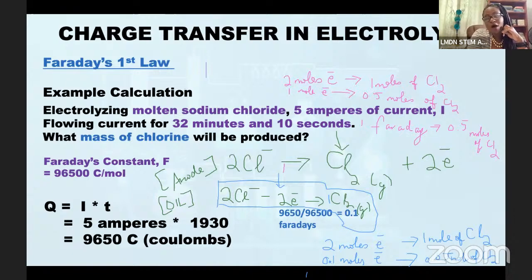So if we know that 1 Faraday is going to give us 0.5 moles of chlorine molecule, and we know that we have 0.1 Faraday, right? Going back down to that blue at the bottom, let me get my mouse so I can move it down and show you.